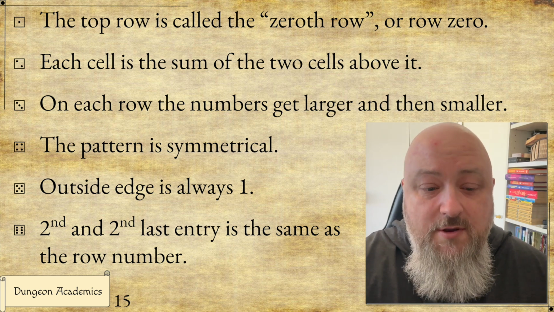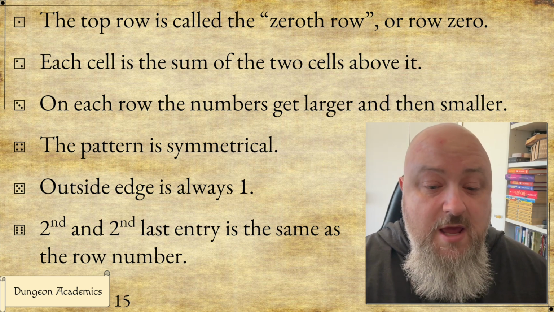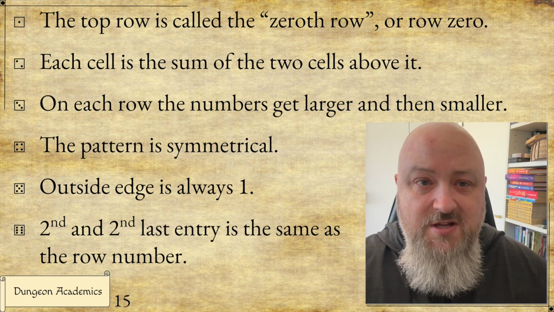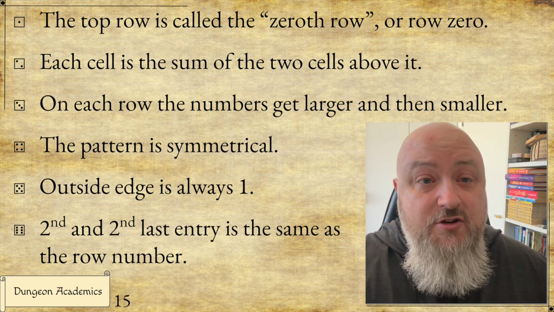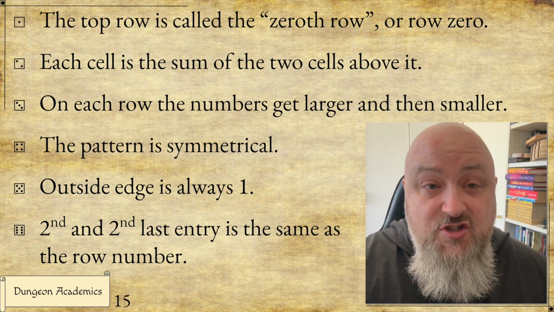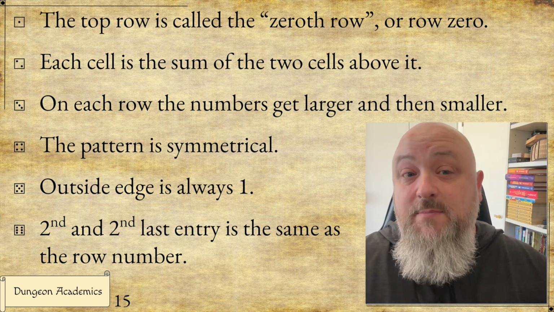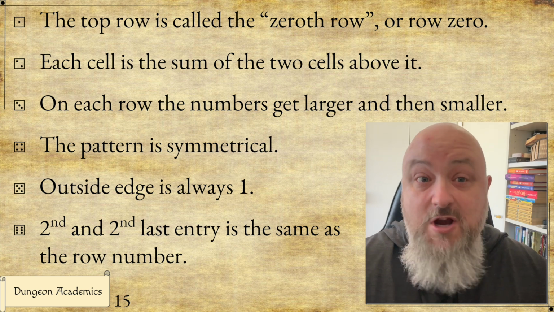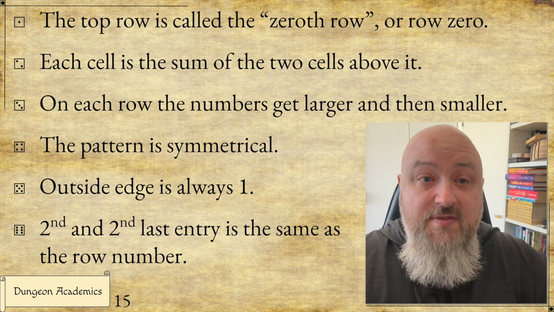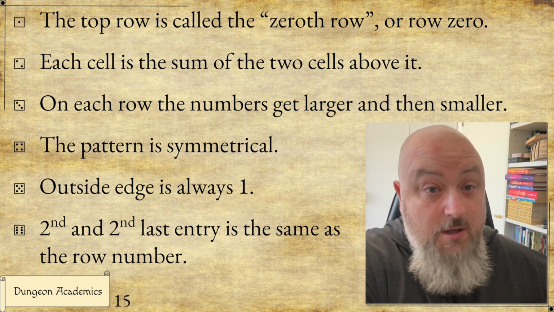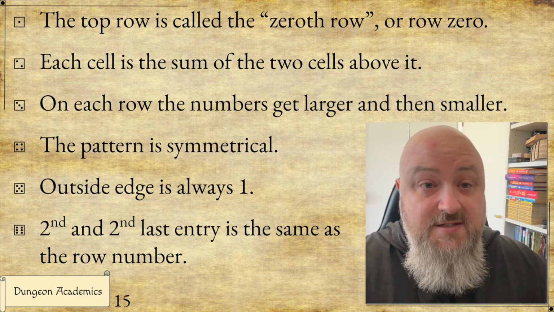There are a few important things to note about this. The first row, the top row of Pascal's triangle, is what we call the zeroth row. So it starts with row 0 rather than row 1. If you look at how the triangle is formed, each cell is the sum of the two cells above it, with the exception of the outer layer, which only has one number above it. There is a pattern to the numbers. As you look at each row, they start small at 1, they get larger, and then they get smaller again. And this is always symmetrical.